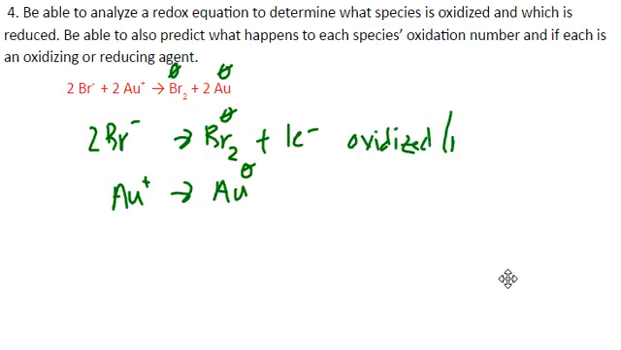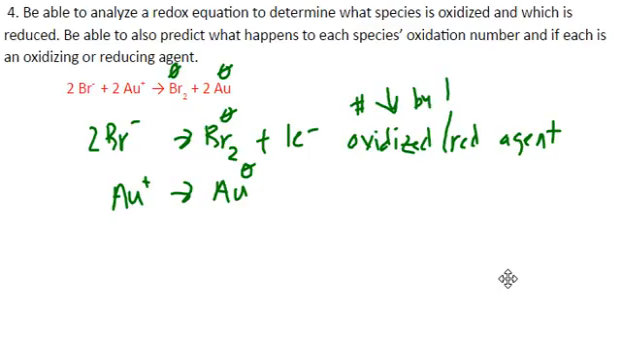which makes it the reducing agent, because by being oxidized, it allows another to be reduced. And what happens to its oxidation number? It increased, and more specifically, it increased by 1.